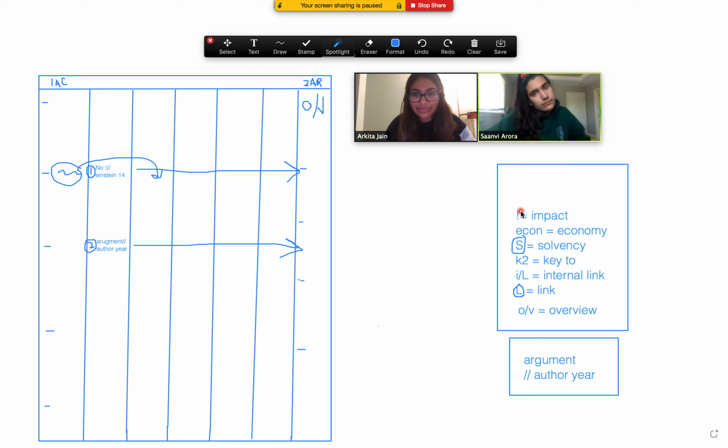To recap overall, you want to use abbreviations to save time because people do speak fast in rounds. You want to use this format of argument, skip a line, author, year, and you always want to divide your paper up. Make sure you label your speeches and everything. If you have too many arguments to fit on a page, you flip it over vertically and keep writing. And I think that's pretty much it.